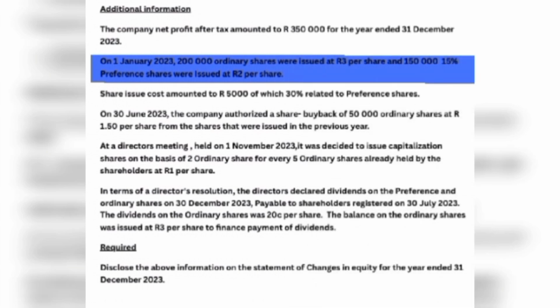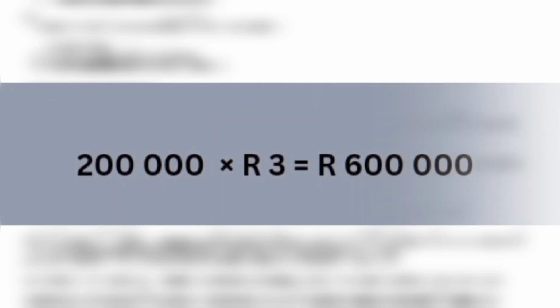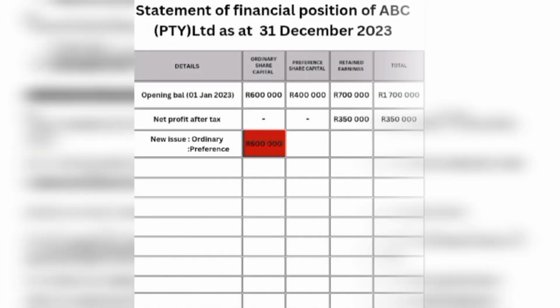Here we are told on the 1st of January 2023, 200,000 ordinary shares were issued at 3 Rand per share. Okay, if you say 200,000 shares times 3 Rand gives us 600,000, which is the value of ordinary shares issued on the 1st of January 2023. You then record this 600,000 here under your ordinary share capital.